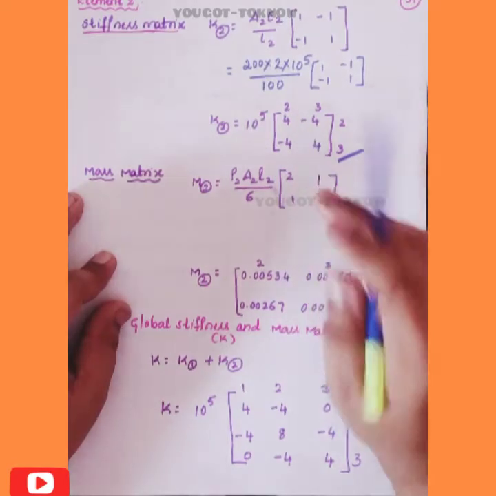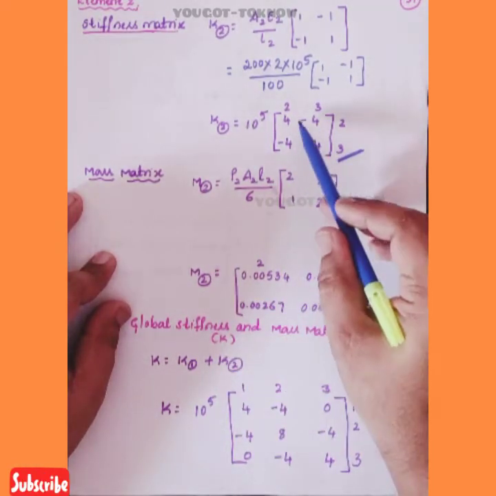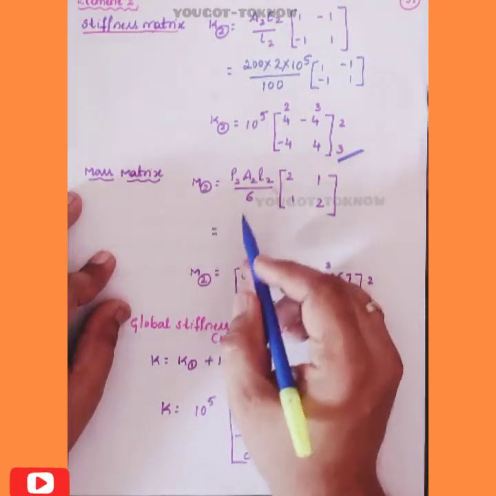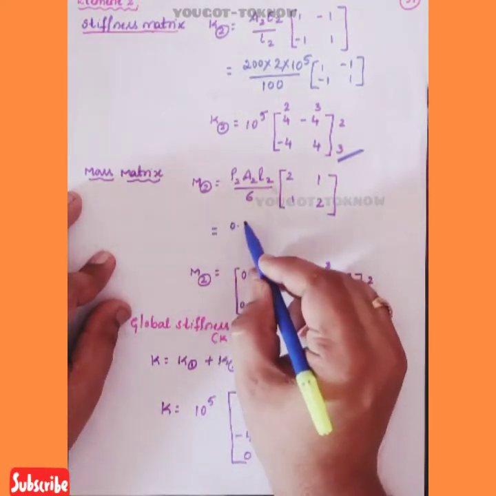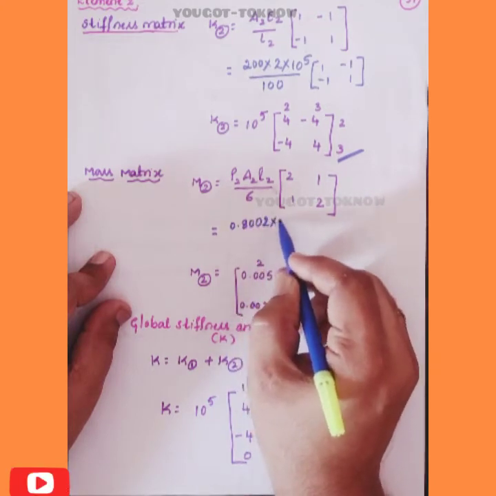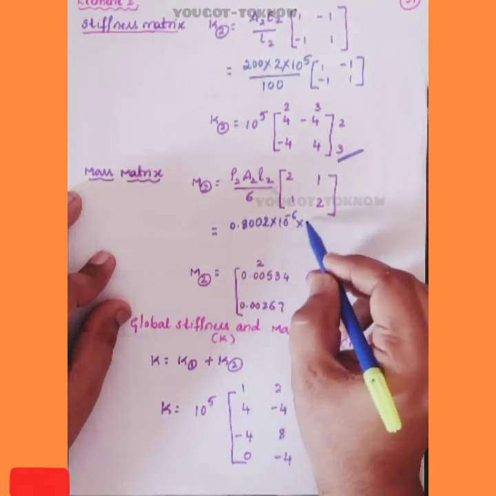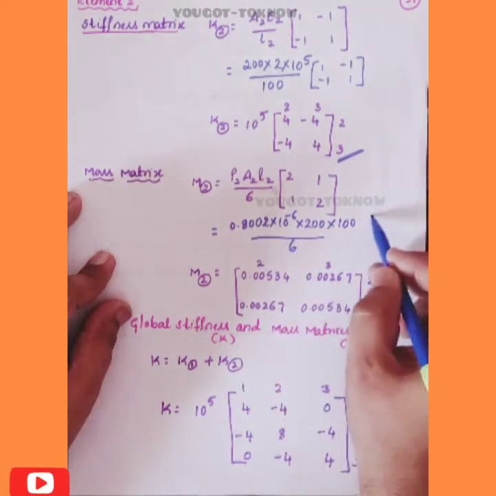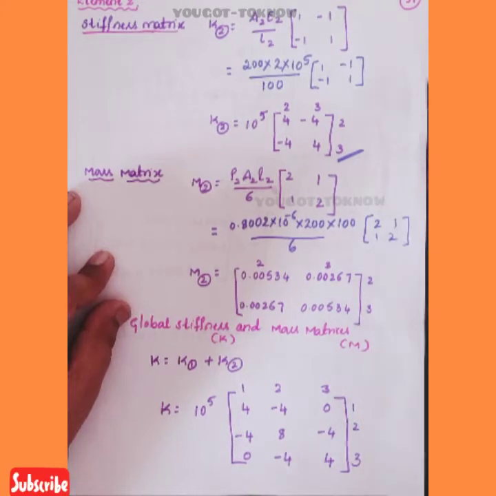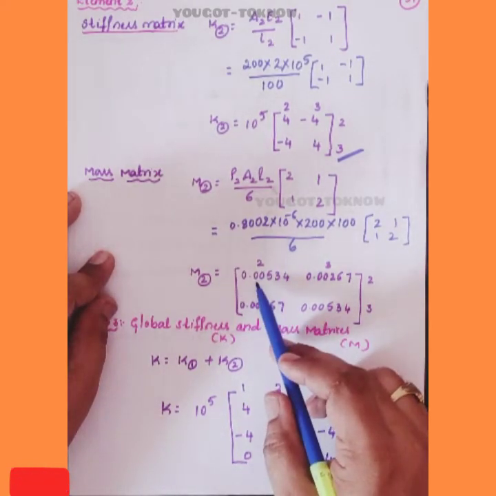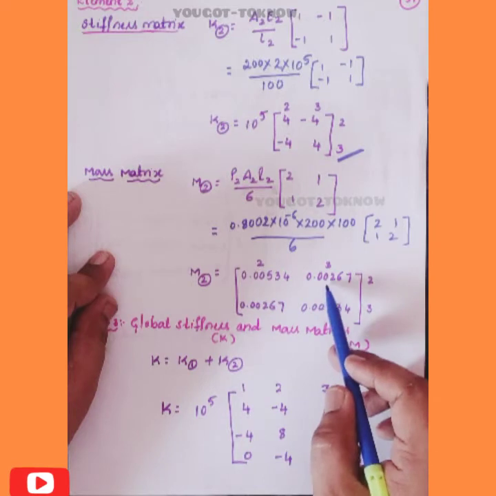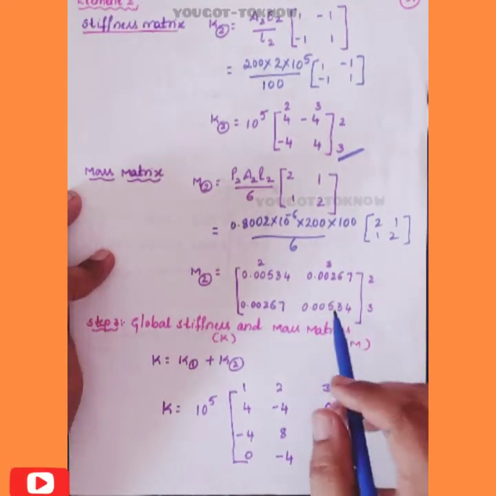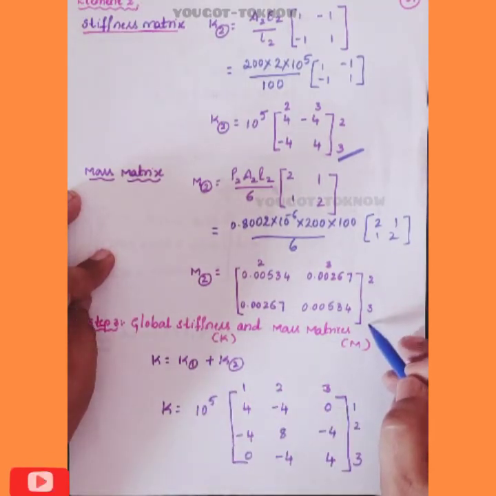See, what are the nodes for the first element? 1, 2. Now the second element belongs to nodes 2 and 3. Now repeat the same thing here. Density is common; only a single value is given. That is 8002 into 10 power minus 6. The area is 200. The length is 100 divided by 6, times [2, 1; 1, 2]. Now if you calculate it, you are going to get 0.00534, 0.00267, 0.00267, 0.0534. Now this is for your element number 2.